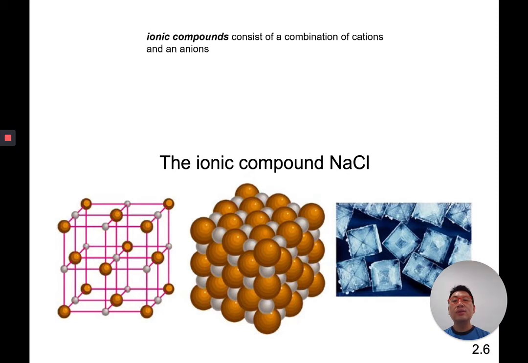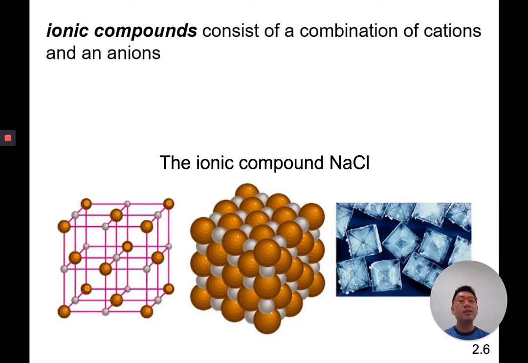Okay, so an ionic compound is a combination of cations and anions, positive and negative. You will not have 2 positives or 2 negatives, because opposite charges attract, like charges repel. So for us, we'll always only have something positive and something negative, a cation and an anion.